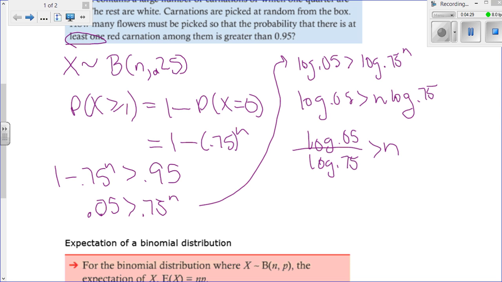Sorry about that. The log of 0.75 is a negative number, and so is the log of 0.05. So since we divided by a negative number, we actually need to change our inequality. So we will have 10.4 is less than n, and then to put it back the way we like to read it, n has to be greater than 10.4. Since n has to be greater than 10.4, the least value of n must be 11.